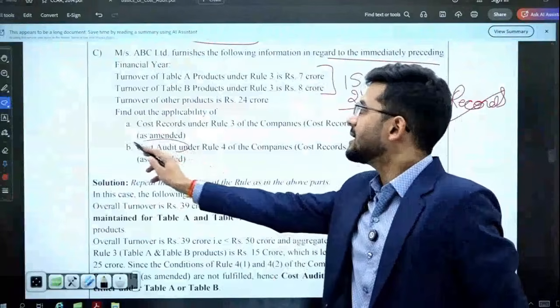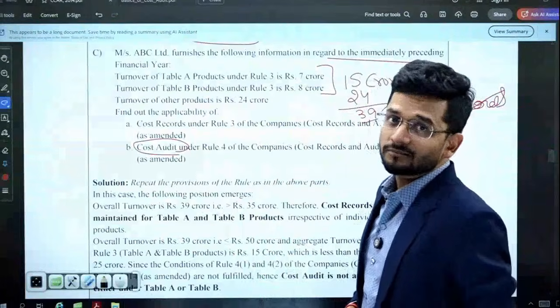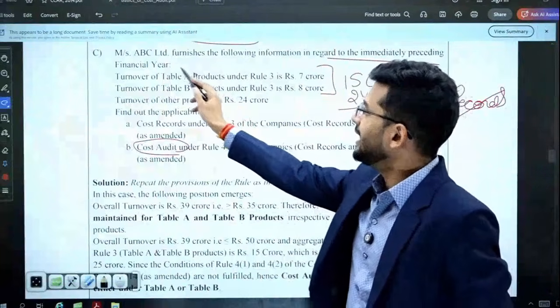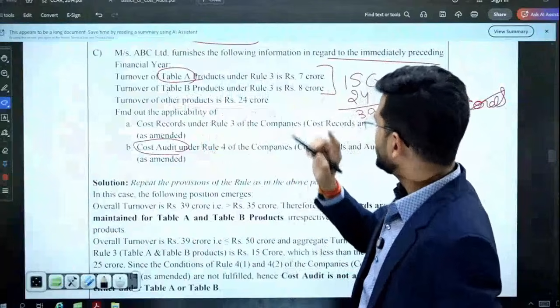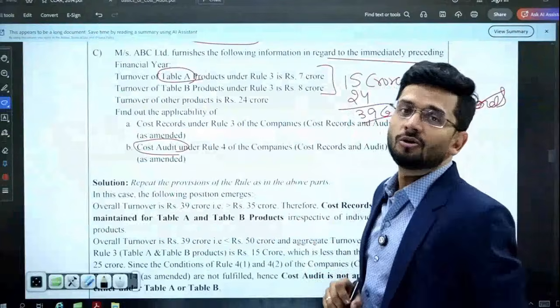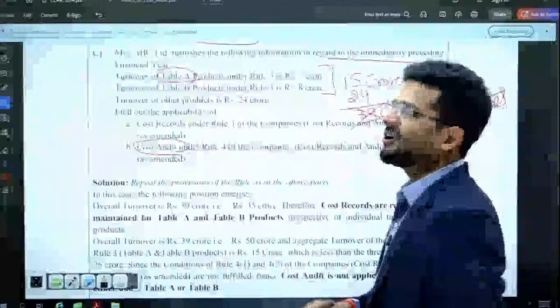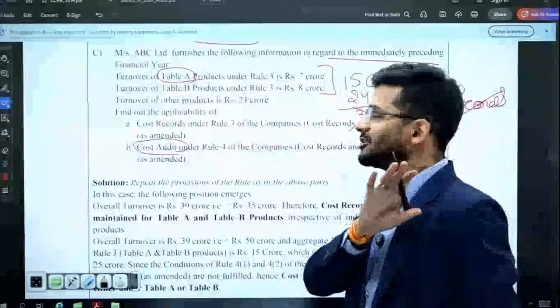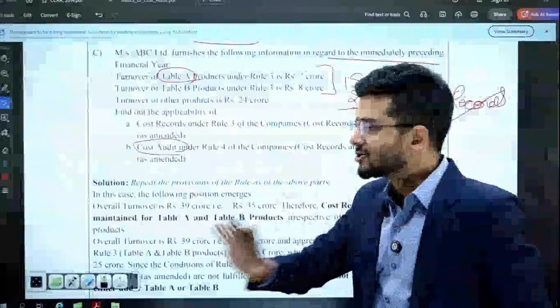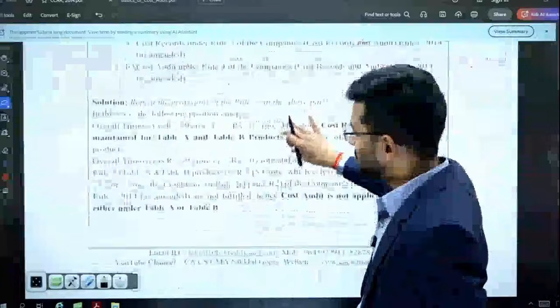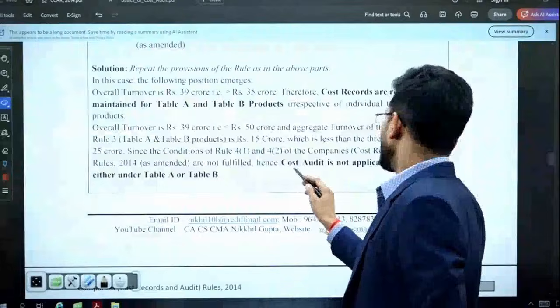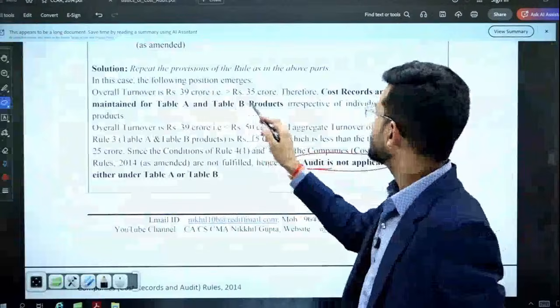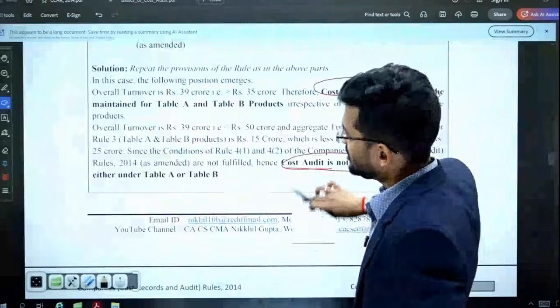Now second is whether cost audit is applicable or not. Let's see for each of the products. First of all, for product A, Table A: overall turnover of the company should be 50 crores or more. No guys, overall turnover is not 50 crores or more. Cost audit is not applicable for A. Cost audit is not applicable for B. So cost records is applicable, but cost audit is not applicable.